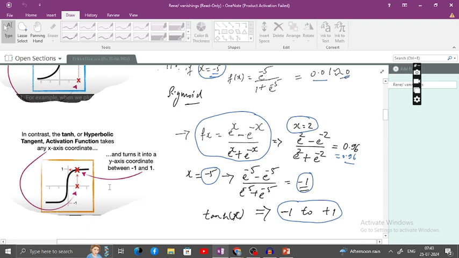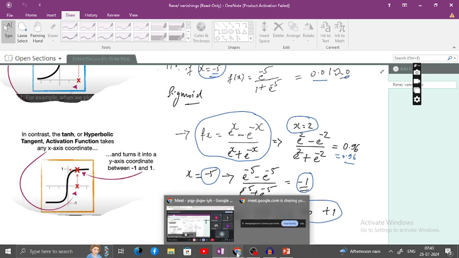Just for our understanding purpose, I am telling this. Tan hyperbolic or hyperbolic tangent activation function. Look at this, the formula: tan hyperbolic theta is e power x minus e power minus x divided by e power x plus e power minus x. You substitute the value. Any doubts?